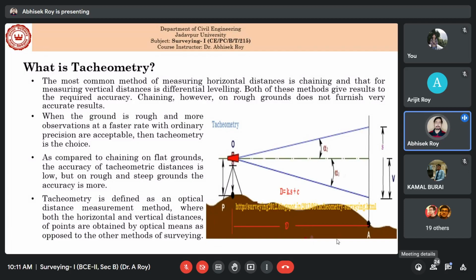Okay, so this is all about the tachymetry method. Now how are we doing this? Basically in the tachymetry method we are measuring the distance by optical means. So it is one of the optical distance measurement methods. How will we do so? Let us proceed, then we will see.